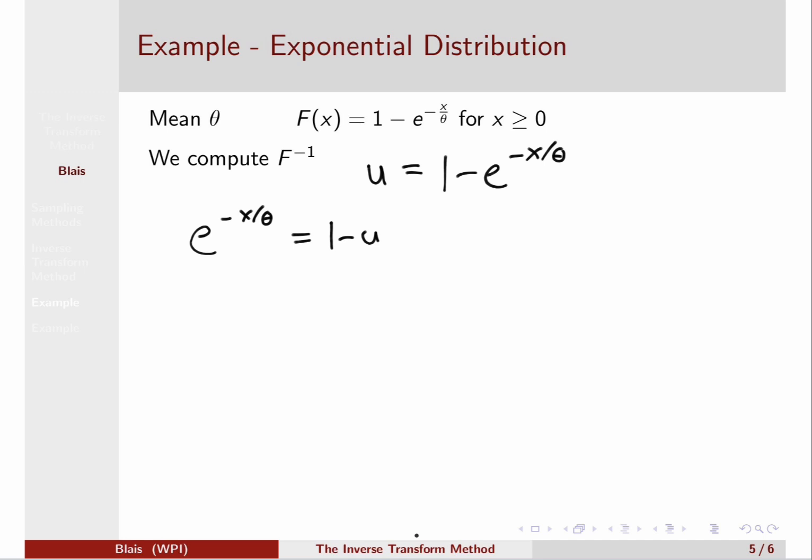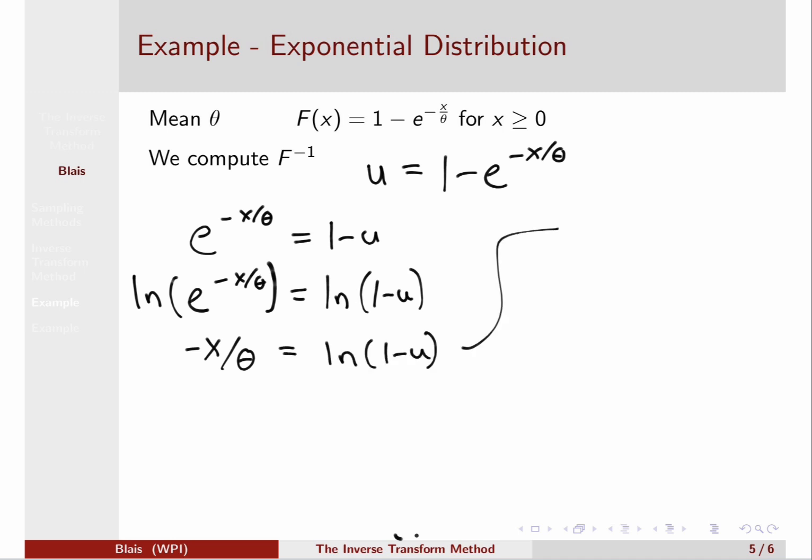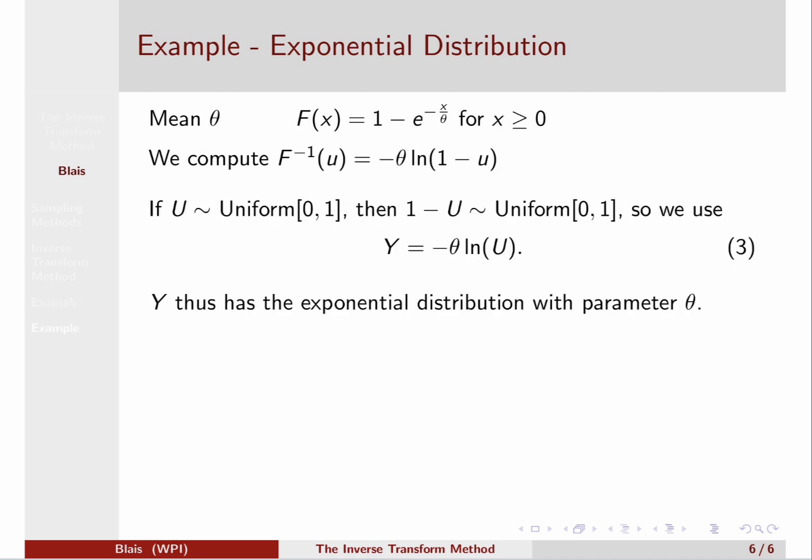On the left, the natural log will undo the exponential, but we can write it for now. ln of e to the minus x over theta is natural log of 1 minus u. Again, the natural log and the exponential undo one another, and we have negative x over theta is natural log of 1 minus u, or x equals negative theta times natural log of 1 minus u. This now gives us the inverse function of F. So we have F inverse of u is negative theta natural log quantity 1 minus u.